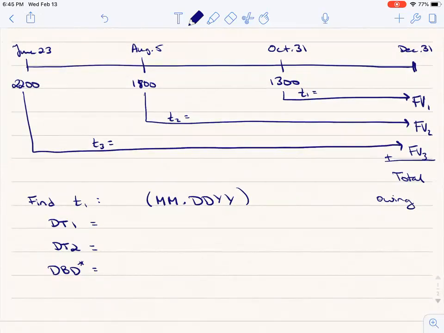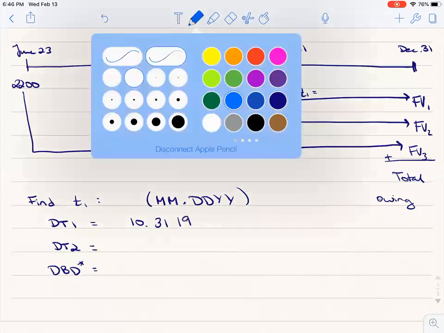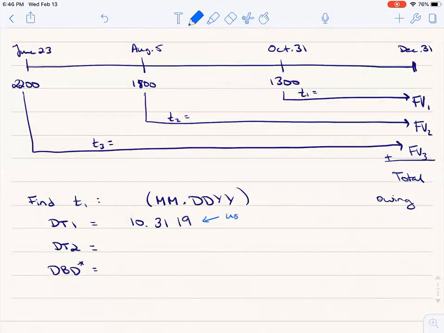So October is September, October, the 10th month? Yeah. 10.31. And then, I don't know, let's use this year, 19. I'll make a note here though. Using this year, since it's not specified.